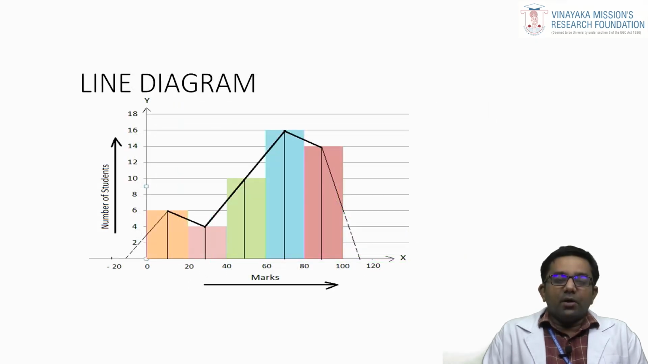This is an example of a line diagram. Again, we plot the histogram, we connect the midpoints, and then we draw a line. So, that becomes a line diagram. A line diagram is again a graphical representation of data.